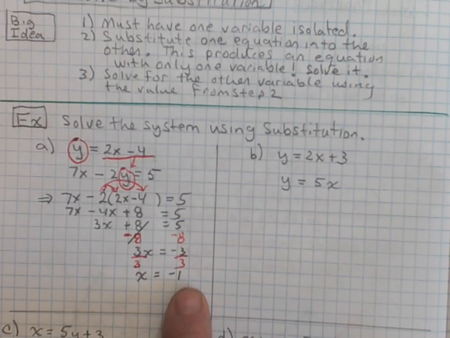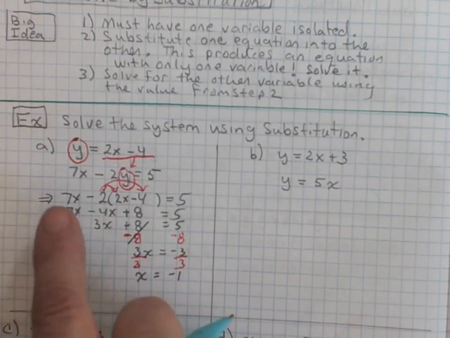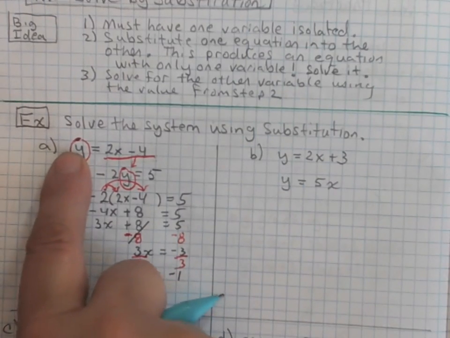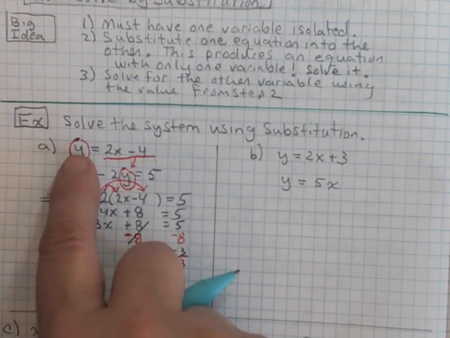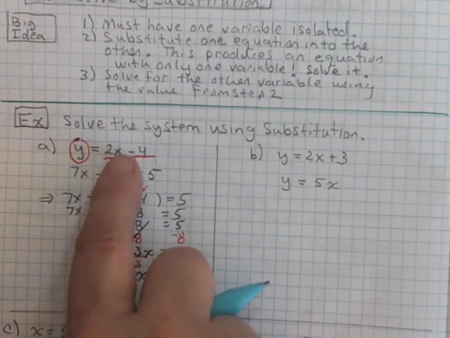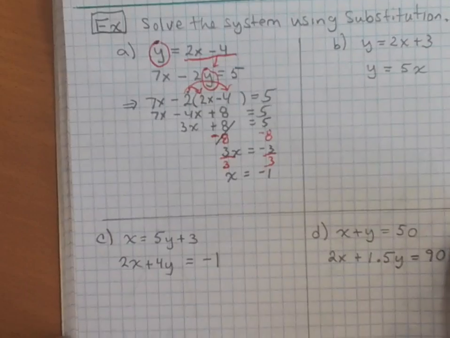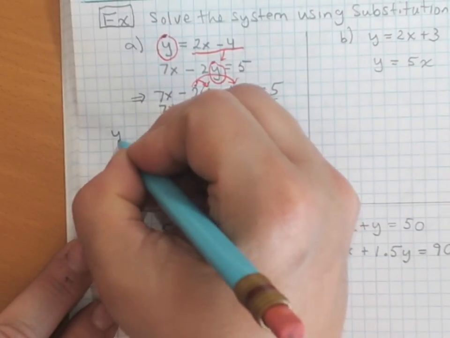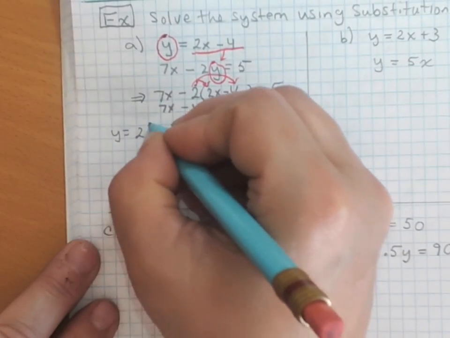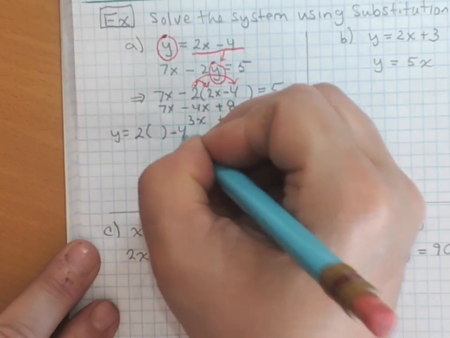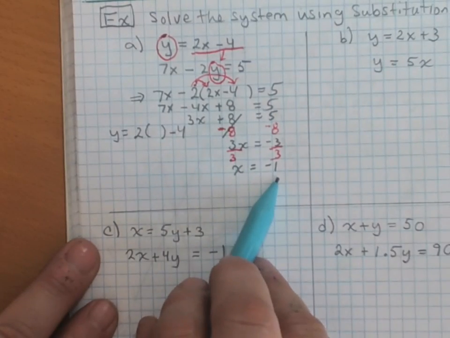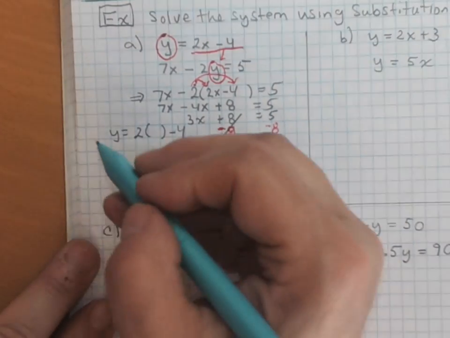Now we need to figure out what the y is, and we're going to use this equation up here to help us. So y is equal to twice the value of x, subtract 4. Let's calculate that. y is equal to twice the value of x, subtract 4. And so you substitute in now x equals -1.